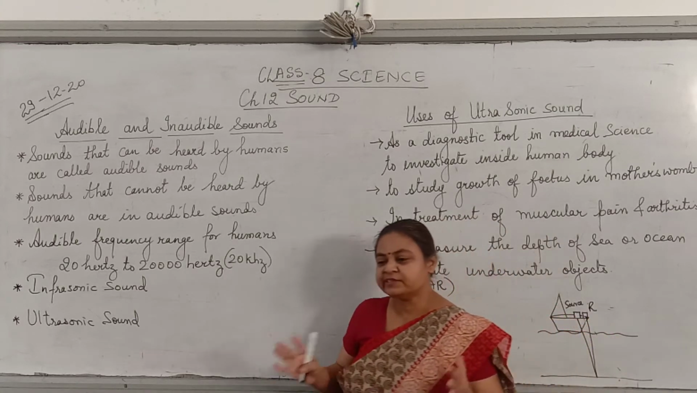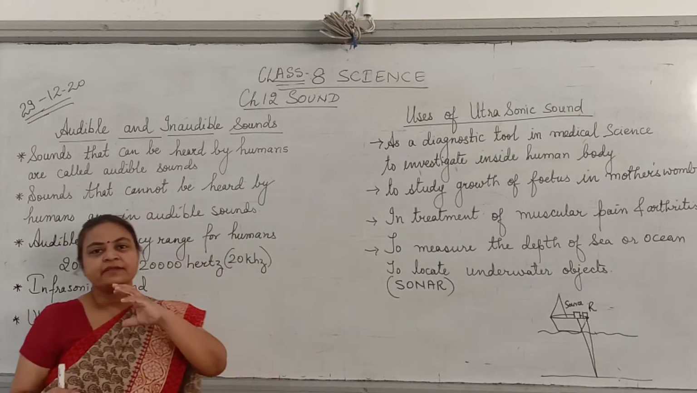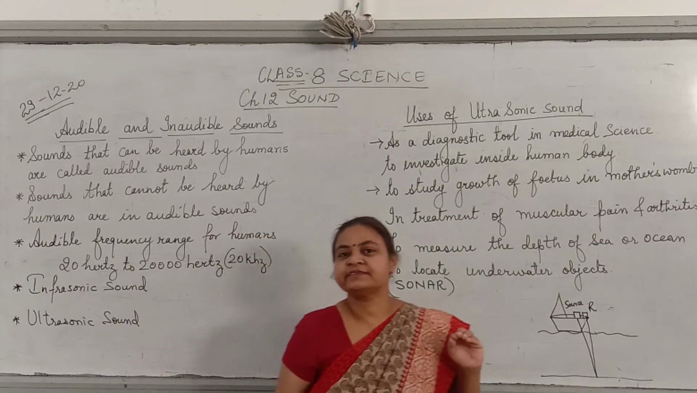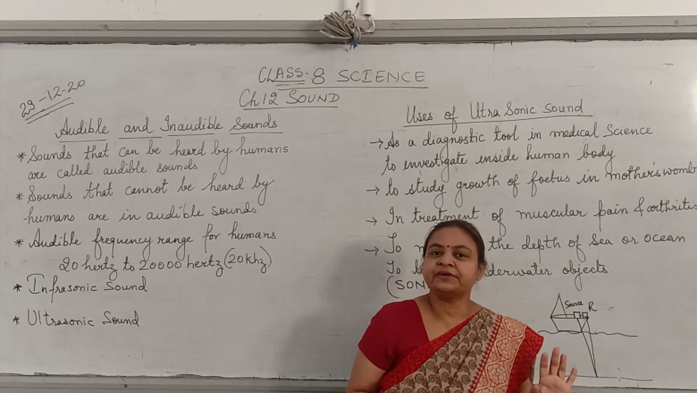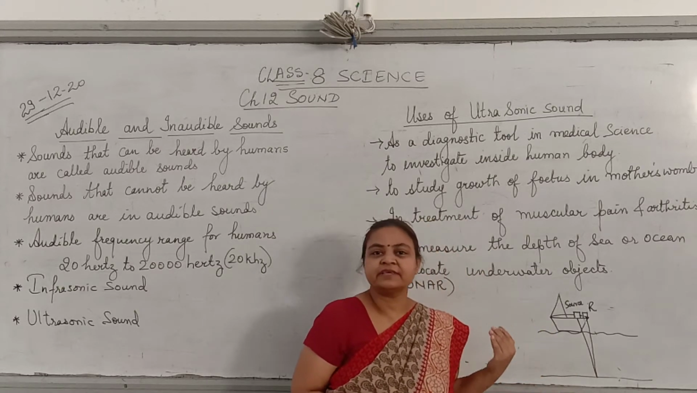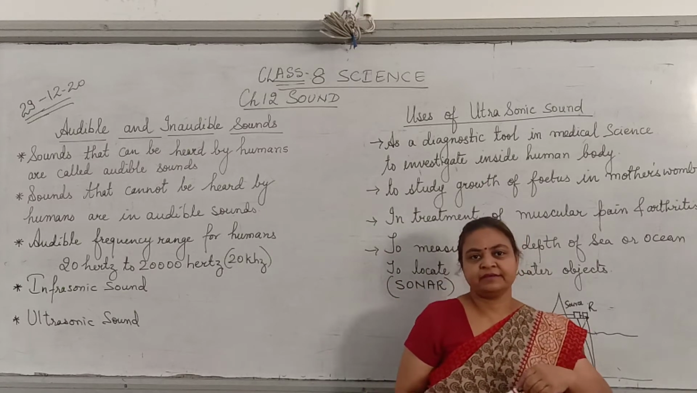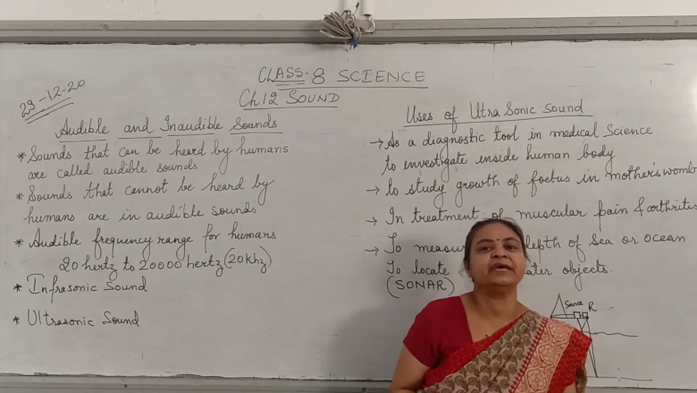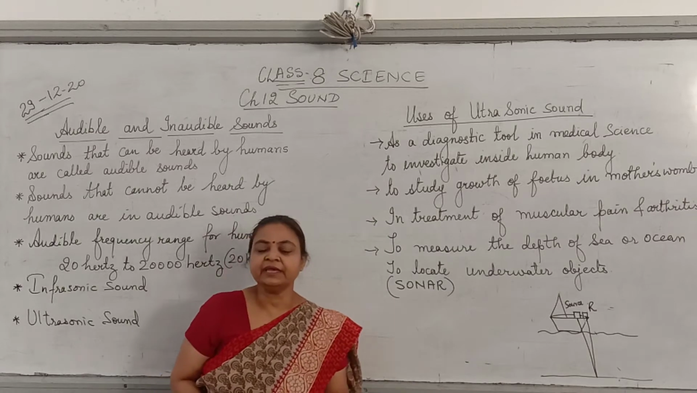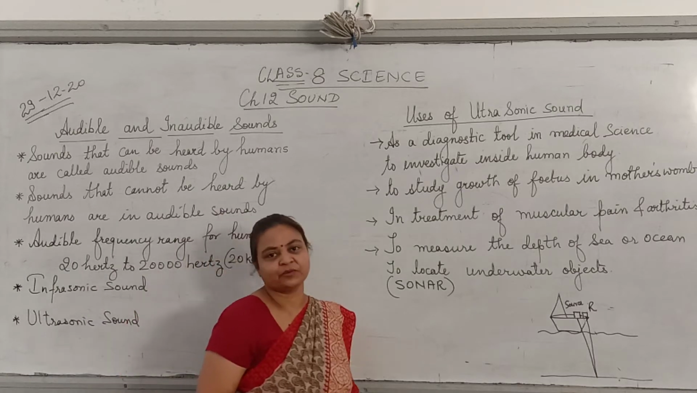We have also learned about the working of the ear, how the outer ear collects the sound, passes it on to the ear tube, and then the sound is amplified by the eardrum. The vibrations from the eardrum pass on to the three small bones and then to the cochlea, and the vibrations are detected by the auditory nerve and the message is sent to the brain. Today we shall go further and study about audible and inaudible sound.